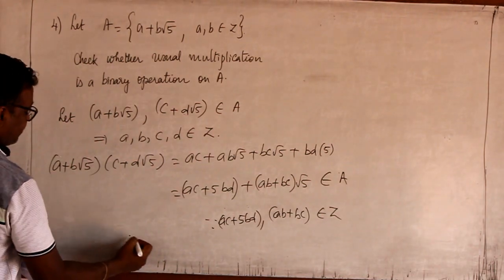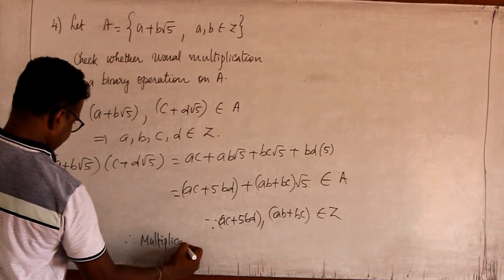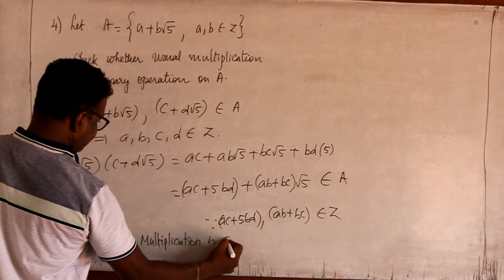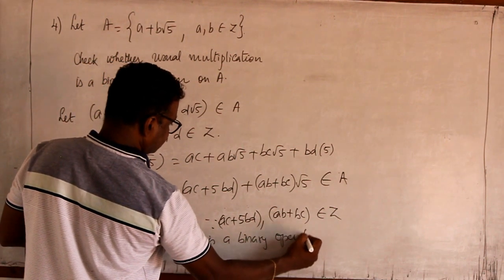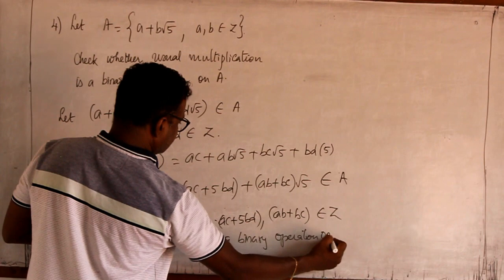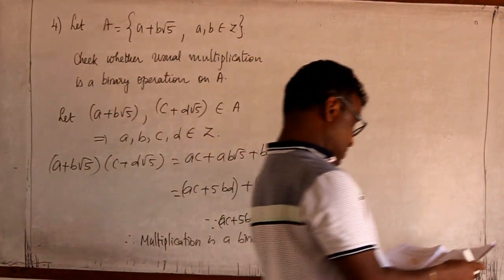Therefore, multiplication is a binary operation on A. That's it. This is the fourth problem.